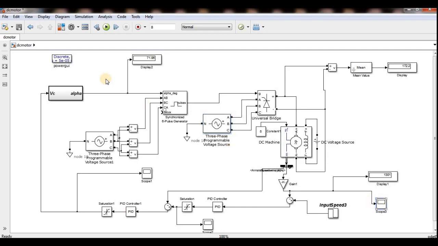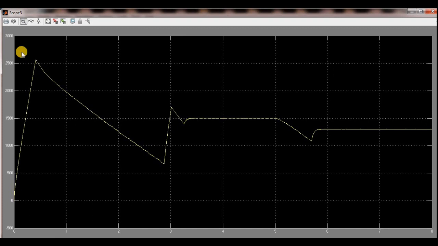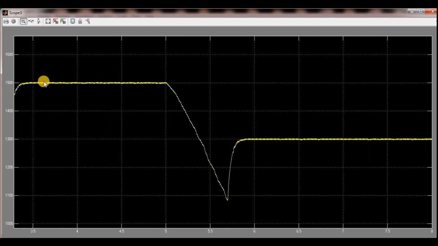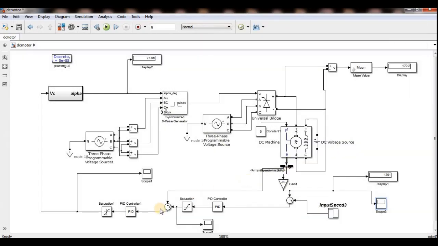Let me check my speed. This is the speed waveform. It is taking some more time to stabilize. At 5 seconds I require nearly 1350. Before that it is 1500, and after 5 seconds I require only 1300. So it comes like this: the dropping and again settling. This time period, from dropping to settling, can be adjusted by tuning the PI parameters of these two. So fine tuning is also required.